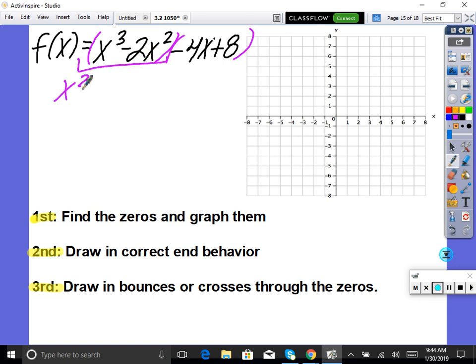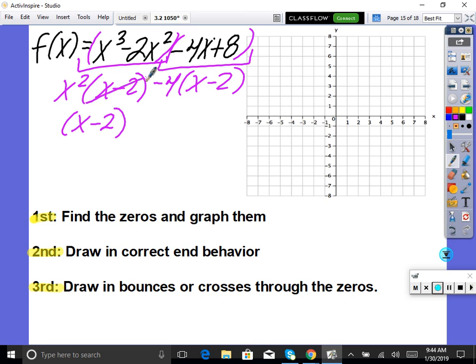Pull out an x squared, then left is x minus 2. Pull out a negative 4, left is x minus 2. So I'd pull out x minus 2. So it divides out. So left is x squared minus 4. Can't that factor more? What would that factor to be? X plus 2, x minus 2.